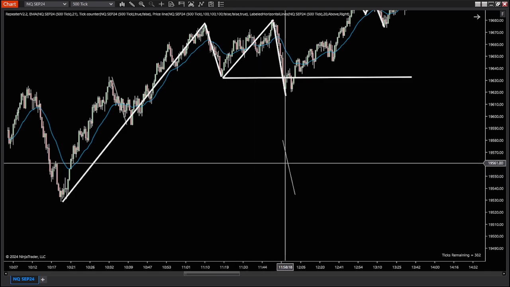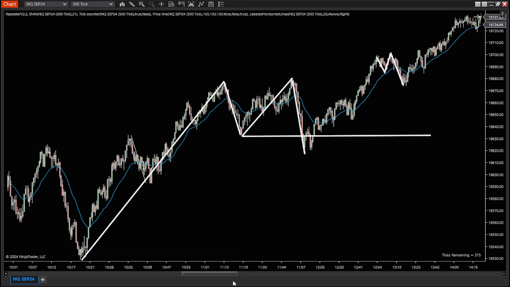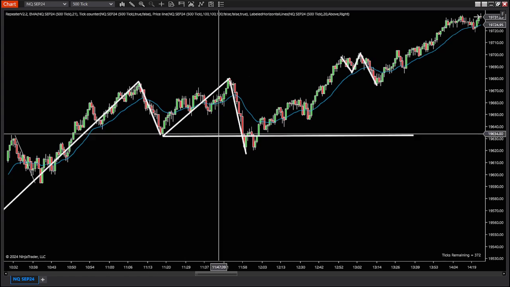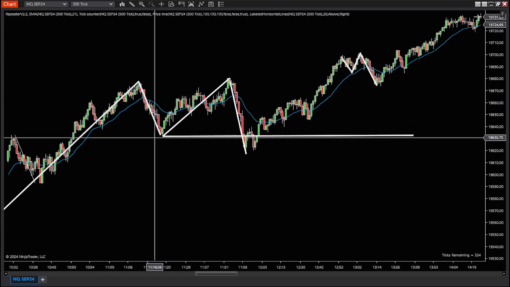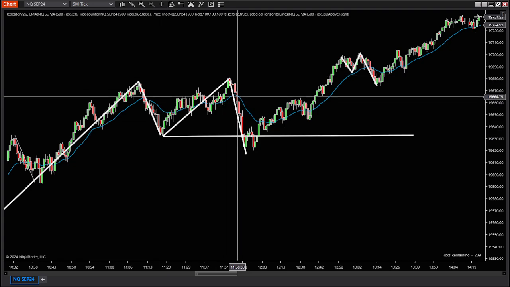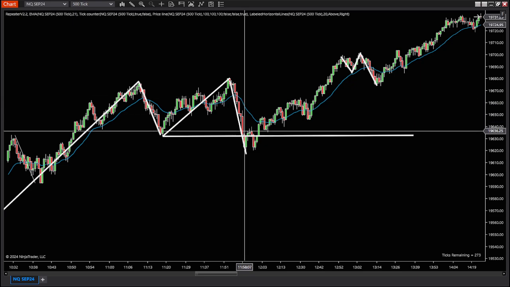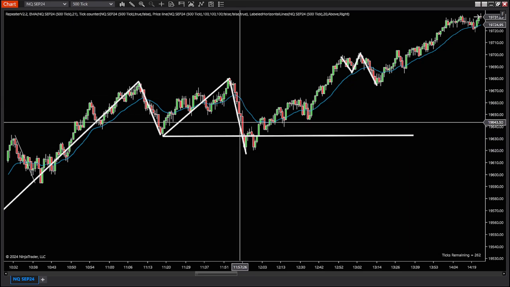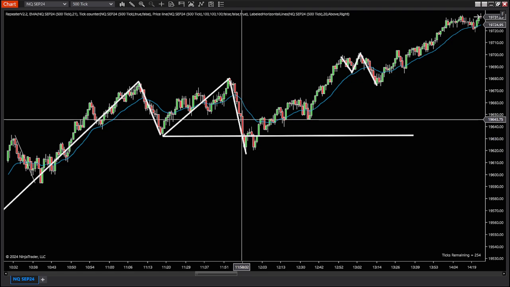Now let's drive home separating from the EMA. I've said it a million times, but that's what I'm really trying to do here. When we pulled back below this pullback or this swing here, what did we do? Look at this separation from this EMA. This is a beautiful separation from the EMA.